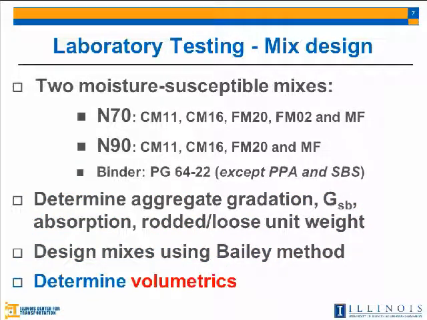For each trial, we measured the volumetrics, the VMA, and air voids, until we reached a trial which was the nearest one to the target volumetrics. Then we applied the binder optimization concept, as you all know, and came up with the final mix designs for N70 and N90.